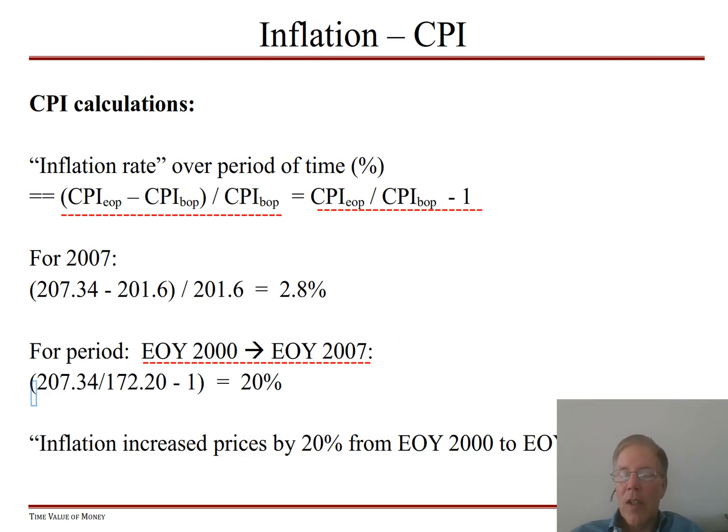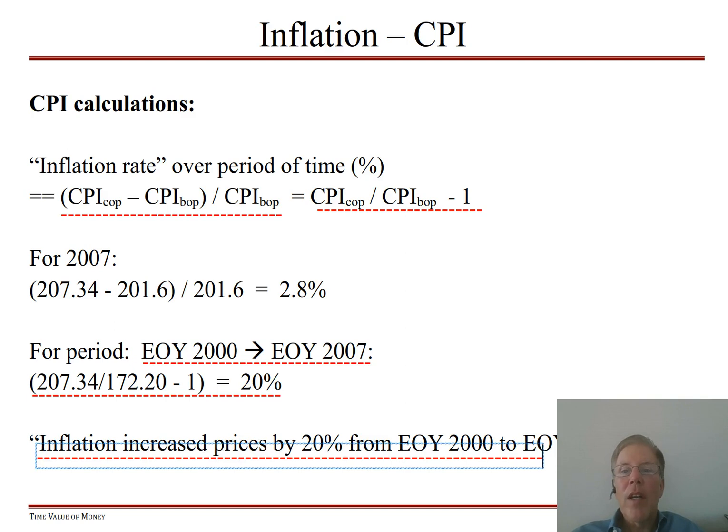Using the refined formula here, we have the CPI at end of 2007, 207.34, and at end of year 2000, the basket cost was 172.2. So we do that division, subtract 1, and we get 20%. So what do we mean by that? What does that 20% mean? Well, we've got it right down here. That means that inflation increased prices by 20% from the end of year 2000 to the end of year 2007.